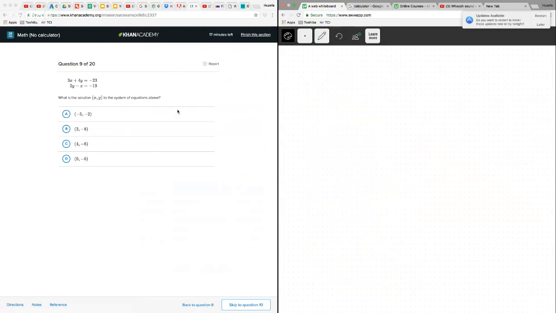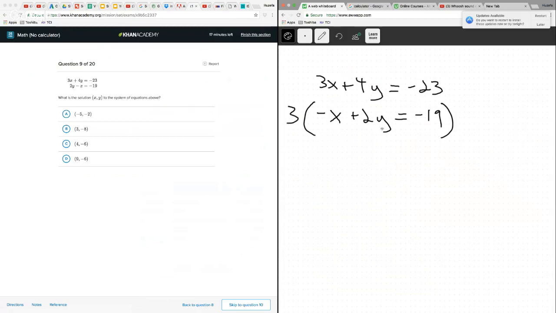All right, what is the solution of this? How do we solve a system of equations? So I'm going to line these up like this, and I'm going to match the variables. So I'm going to say negative x plus 2y equals negative 19. You can use substitution or elimination. I like elimination. I'm going to multiply the bottom one by 3 because it's going to work out nicely. Then we have negative 3x plus 6y equals negative 57.